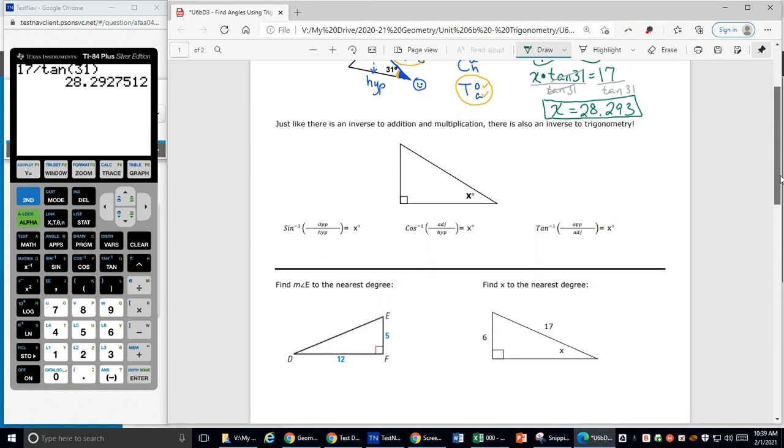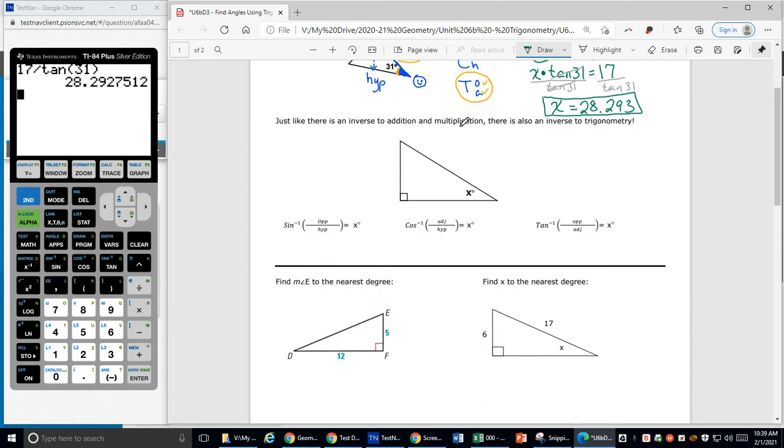Just like there's an inverse to addition and multiplication, which means the way to undo it. The inverse is how we undo something. So the inverse to addition is subtraction, because subtraction undoes addition. The inverse to multiplication is division, because division undoes multiplication, right? That's why we divided by the tangent here, because it undoes this multiplication.